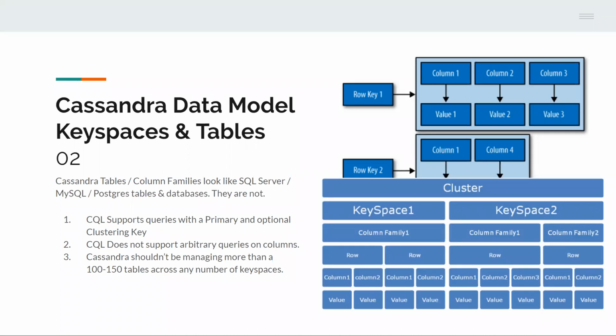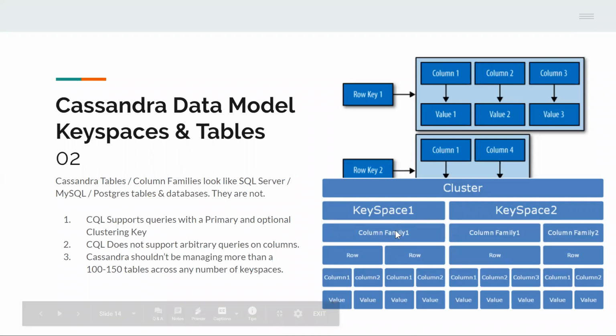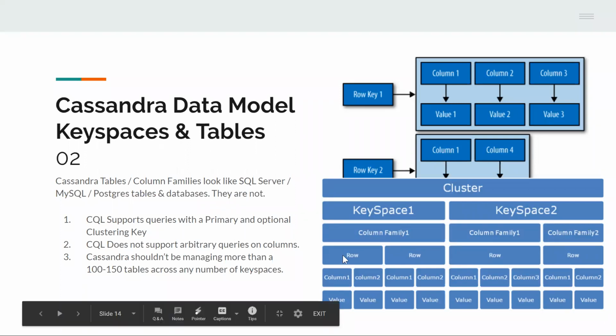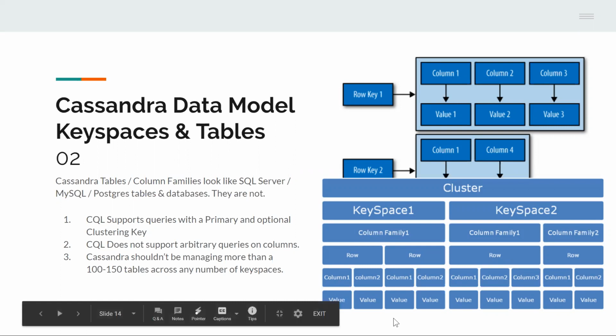A cluster is a collection of key spaces. A key space is a collection of column families or tables. They're interchangeable; in newer versions of Cassandra, we call them tables. Tables have rows. Rows have columns and values. But at the core, it's all key value. Everything is stored as key values.